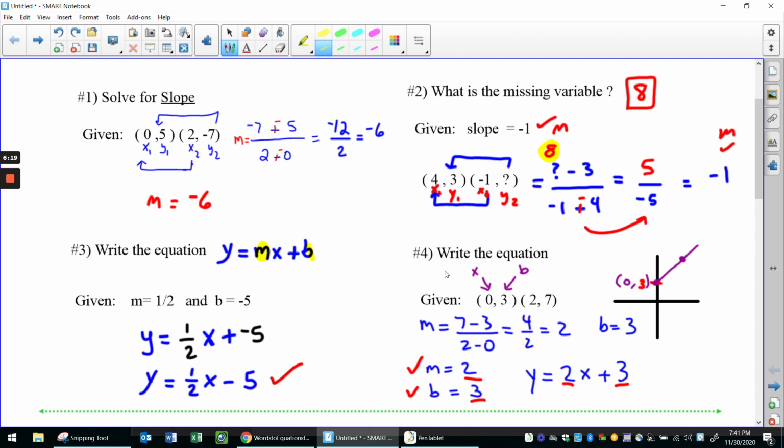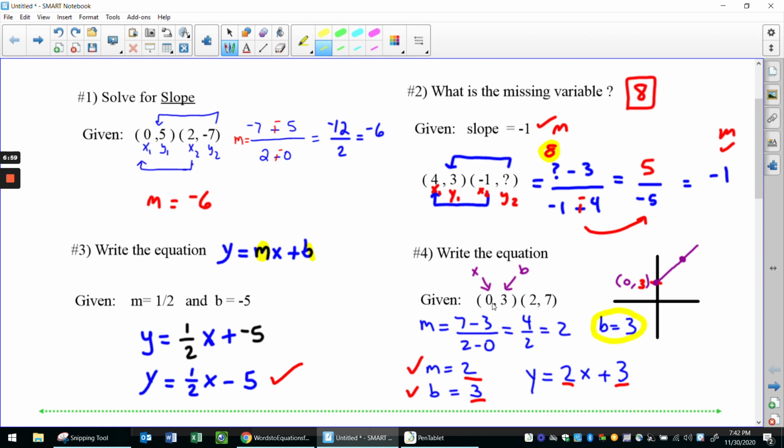Let's look at number 4 here. Write the equation. So we're given (0, 3) and (2, 7). If you recall, I just sketched this graph, a freehand sketch. (0, 3) is right here, and (2, 7) somewhere around here. We just draw a quick line there and visualize where this line is going to start. It's going to start at 3, right? (0, 3), and that's 3 on the y-axis, which is our y-intercept. And so that's why our y-intercept is going to be 3.